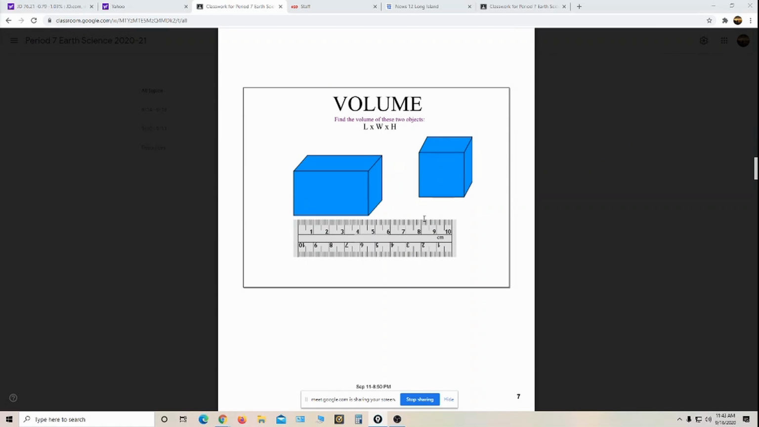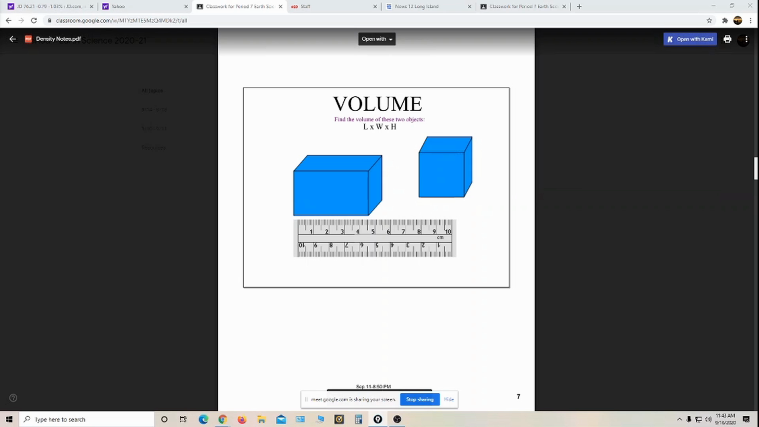Okay. Volume is length times width times height. When you have a cube or a rectangle, here's a cube, here's a rectangle, the length is usually the longest horizontal distance, the width is the shorter horizontal distance, and the height is from the ground up. So this is length times width times height. You multiply those three numbers, and it gives you the volume.